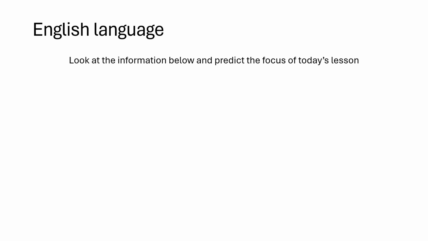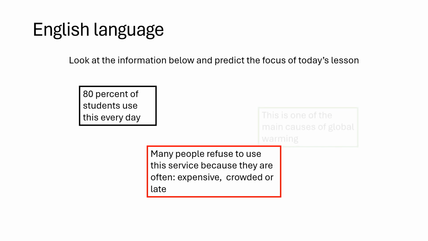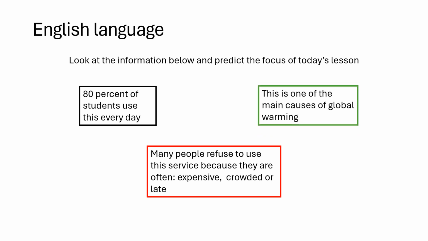The first thing I'd like to do is have a look at the information below and predict the actual focus of today's lesson. So we've got 80% of students use this every day. Many people refuse to use this service because they're often expensive, crowded or late. And the final one, this is one of the main causes of global warming.